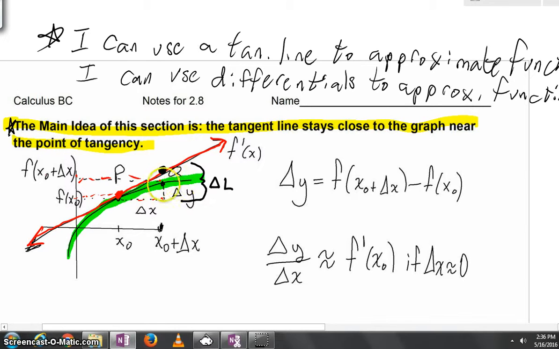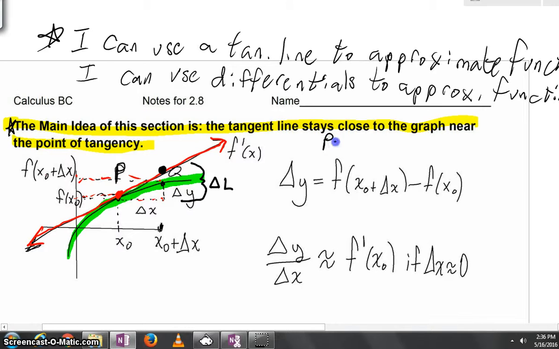So take a look at this picture down below. In green, I've highlighted that. Here's some function. And there is some point, we could call it point P, which would have an x value. We could call it x naught. It would have a y value, of course. We could call it f of x naught.